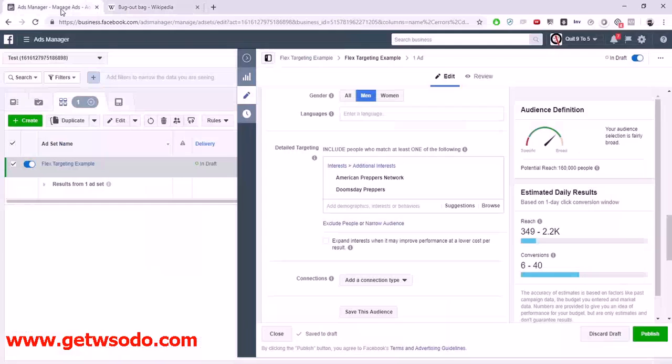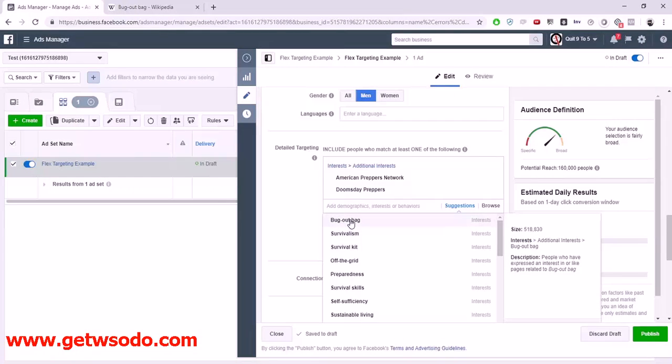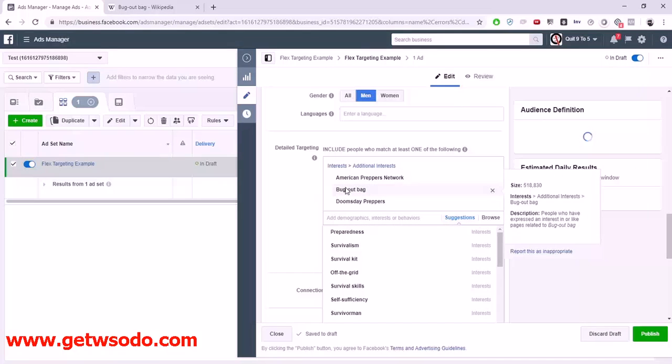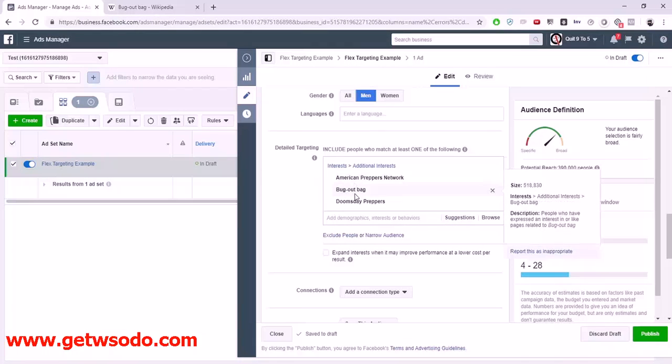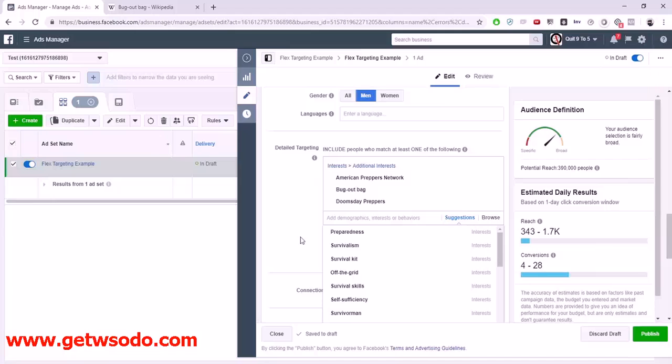So a bug out bag is kind of a prepper thing, right? So I just go to Google, find out that this is related to the preppers thing. So I'm just going to add this in because, again, it's got pretty small reach, 518,000, right? So now we're up to 390,000 people, and this is all preppers, right? American preppers, the prepper, bug out bag, and doomsday preppers. So we're going to keep going.